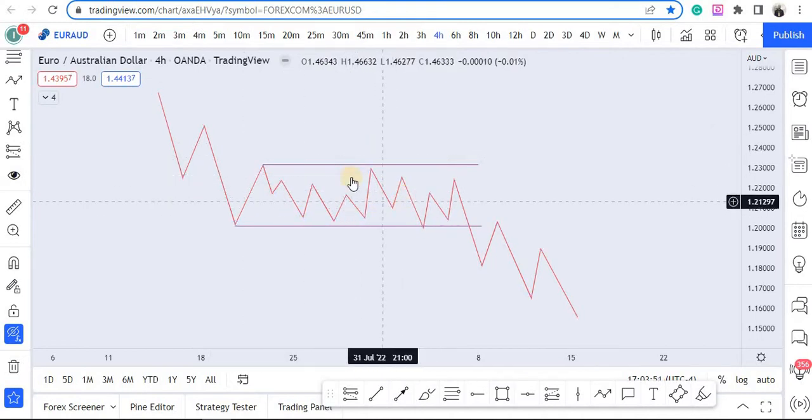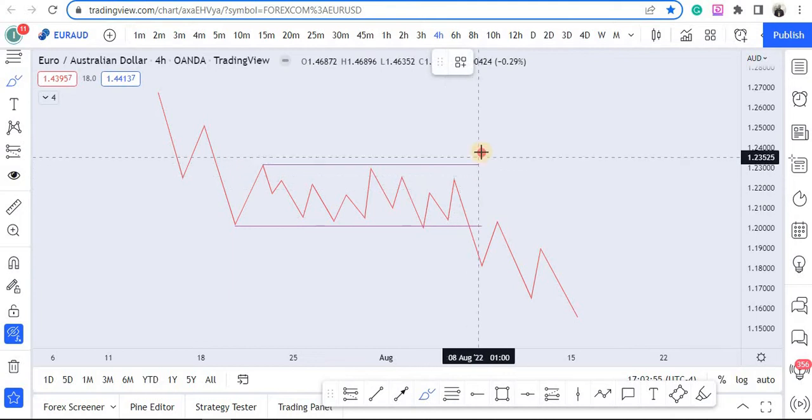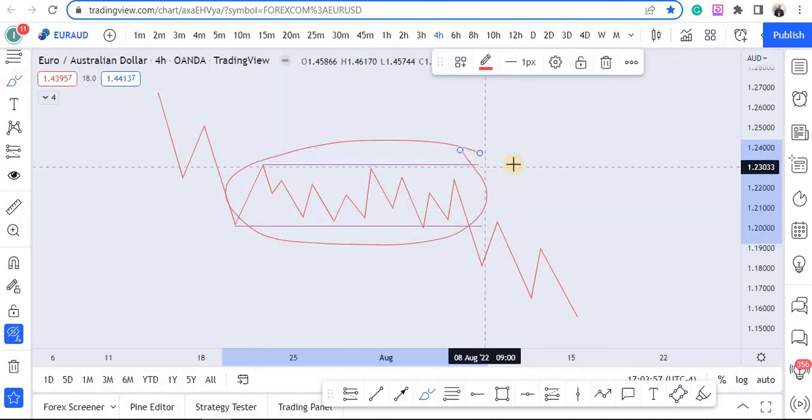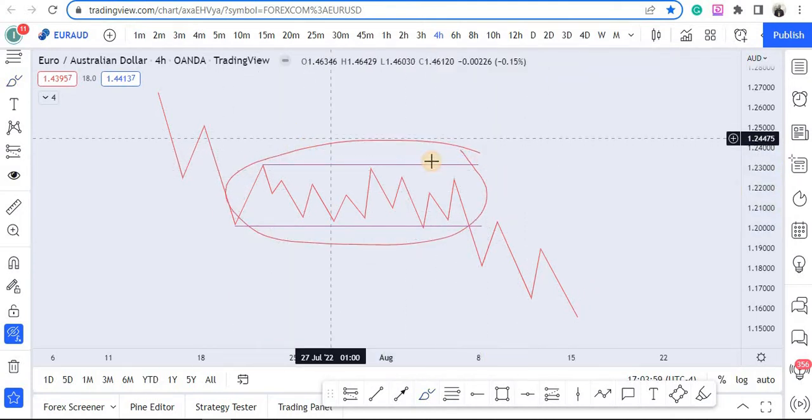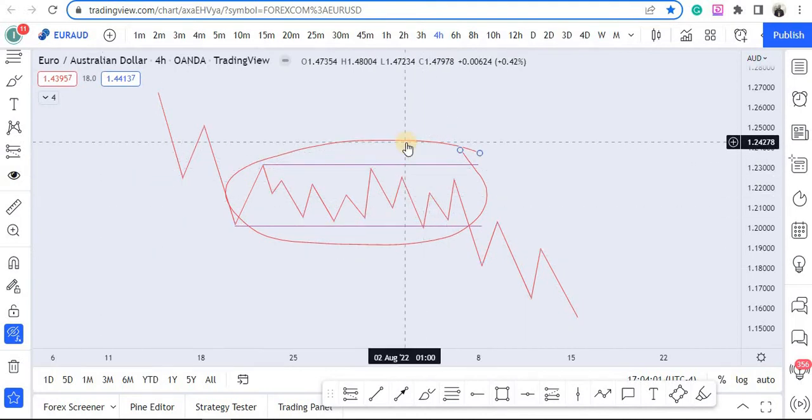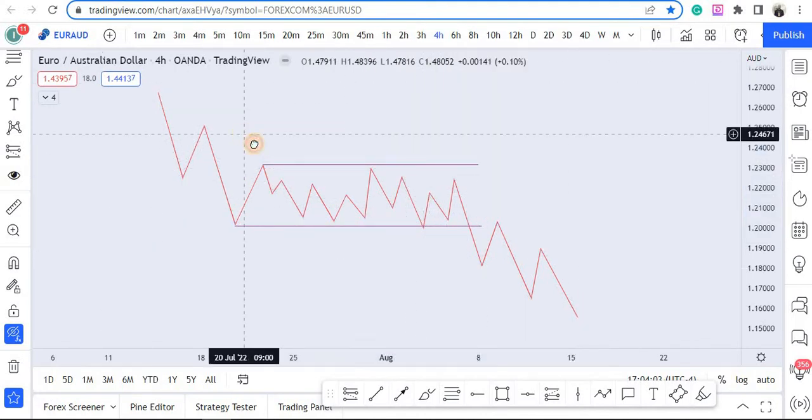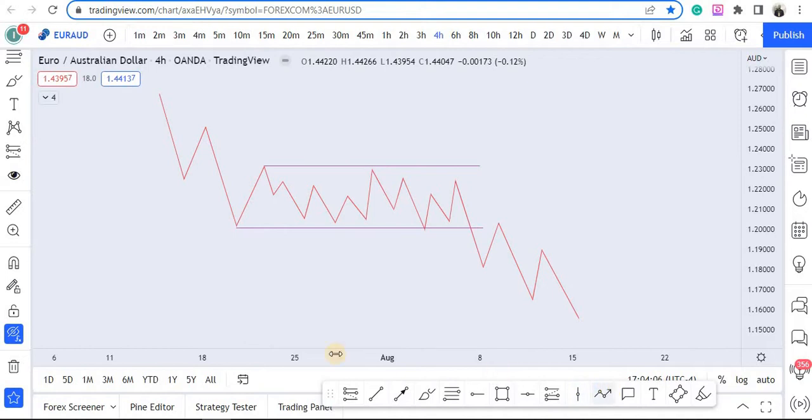What's the significance? When the market is consolidating, please, it's advisable to stay away from the market. Okay, stay away from this market. And how are you going to mark it? The mapping is going to be like this. Let me toggle out, stay in drawing mode.